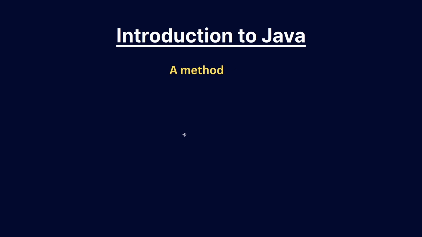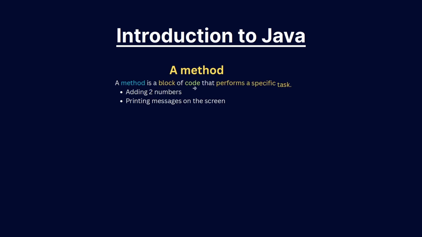The next keyword is method, and a method is a block of code that performs a specific task. Like you can write a method that adds two numbers. You can also write another method that prints messages on the screen. If you have come from other programming languages, maybe you've worked with functions. Now, a method is typically a function. There's no difference, only that methods are functions inside classes, but they are all functions.